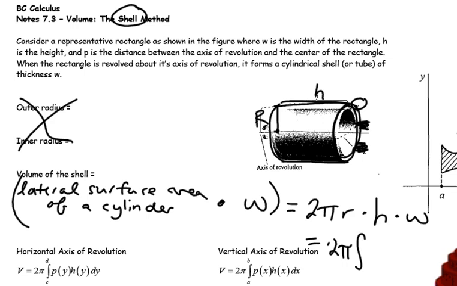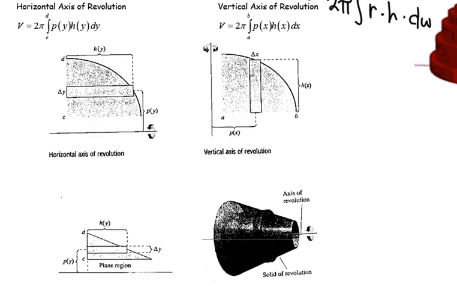So we have 2 pi times the integral. Now r and h are two separate functions, and that's new. And then the width becomes infinitesimally small, so that's our dw. So we'll either have dx or dy. With the disc and washer method, we were trying to find what the r's were. Now for the shell method, we're finding two different things, both r and h. So we have the horizontal axis of revolution and the vertical axis of revolution.